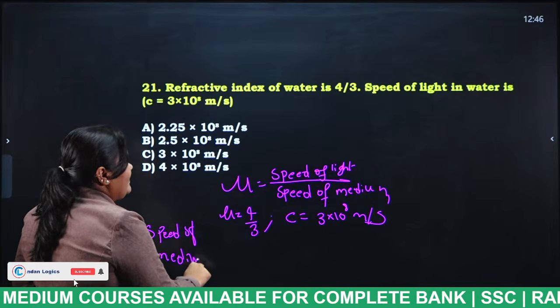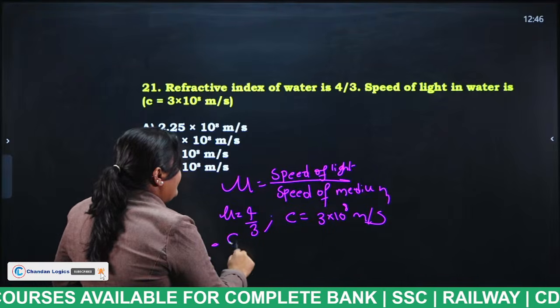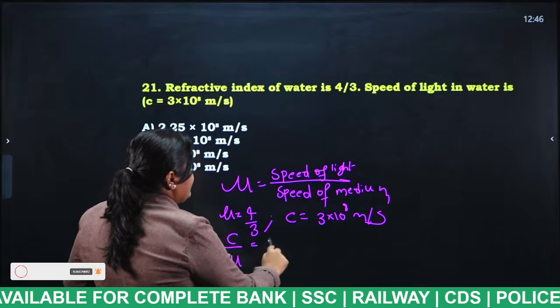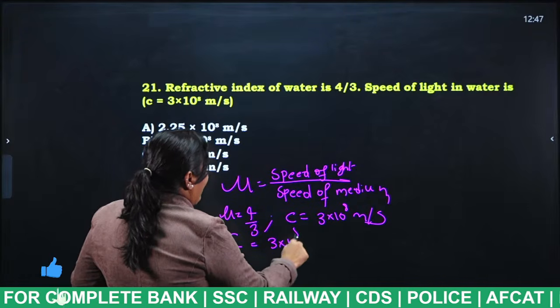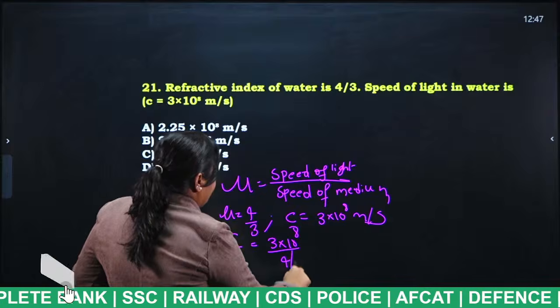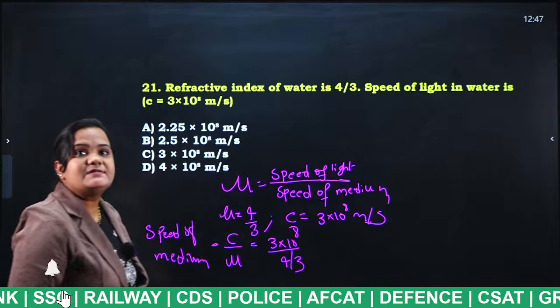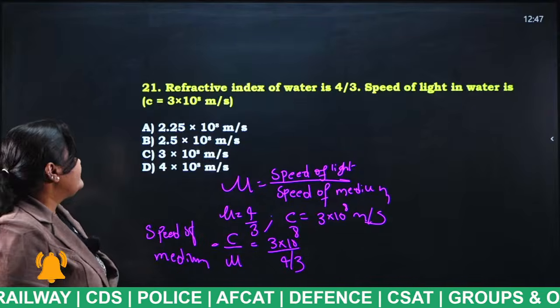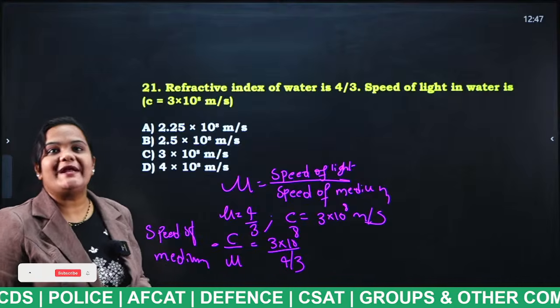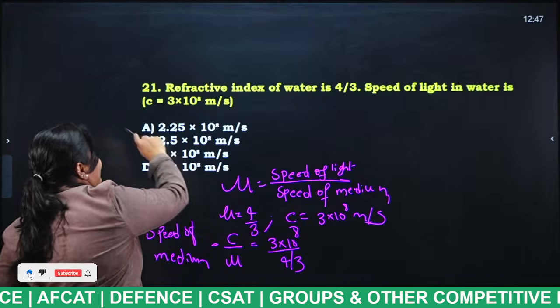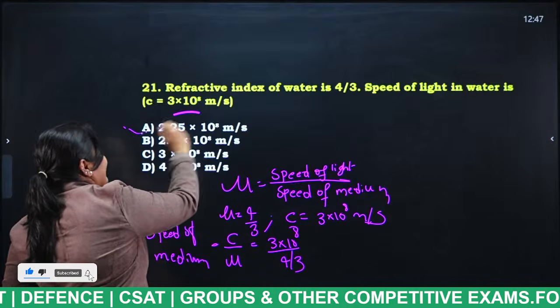Speed of the medium will be what here? Speed of the light by mu. That means 3 into 10 power 8 by 4 by 3. Now try to solve this, students. What is going to be the answer? Very good students, very good. 2.25 into 10 power 8 meters per second.